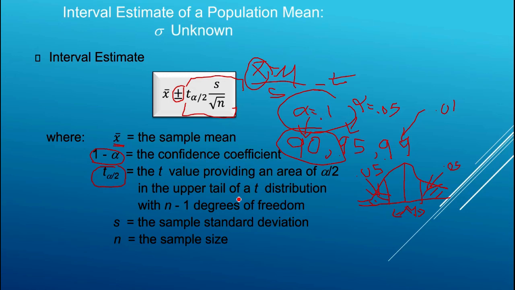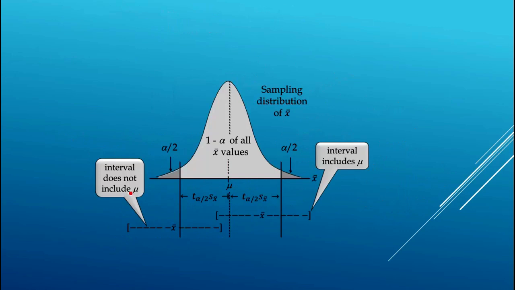So you have to keep that in mind. There's 1 minus alpha, and there's alpha over 2, and alpha over 2 is what we use to find t when we're building a confidence interval. All right, so s and n are things we've already defined: the sample standard deviation and the sample size.